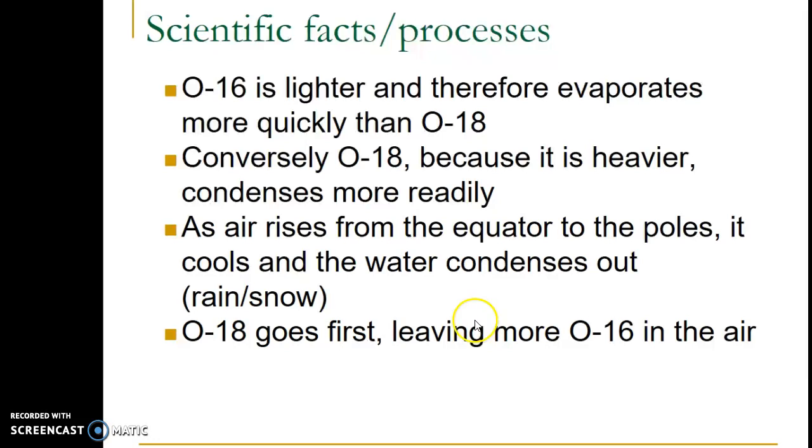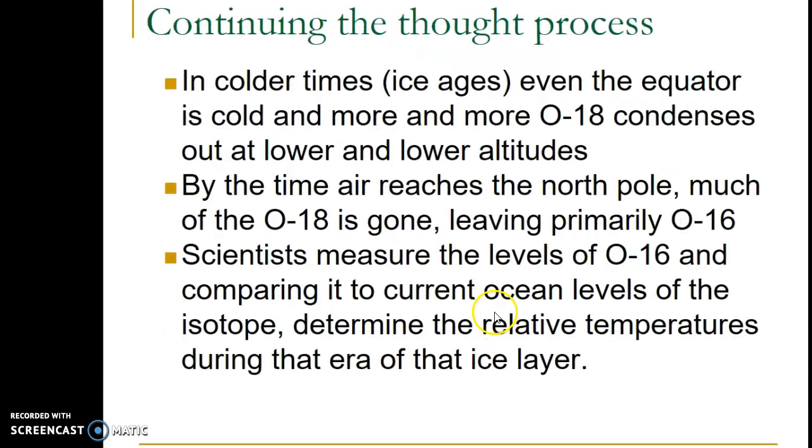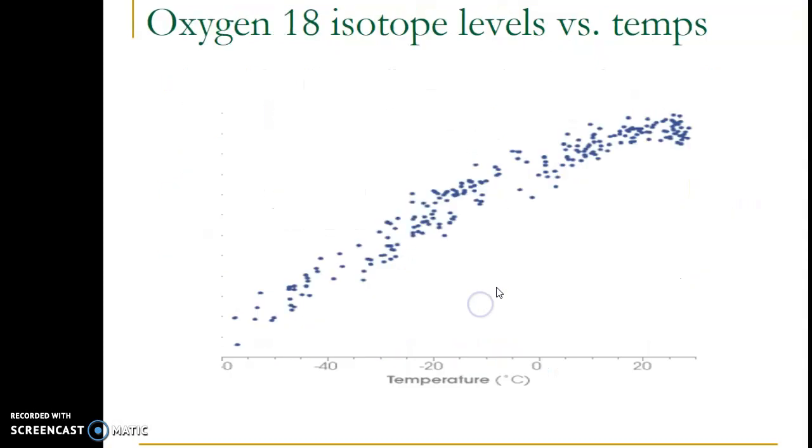So as air rises from the equator to the poles, it cools and the water condenses out, and O18 goes first, leaving more O16 in the air. In colder times, even the equator is cold and more of the O18 condenses out at lower and lower altitudes. By the time the air reaches the North Pole, much of the O18 is gone, leaving primarily O16. And scientists measure the levels of O16 and compare it to current ocean levels of the isotope and determine the relative temperatures during that era.